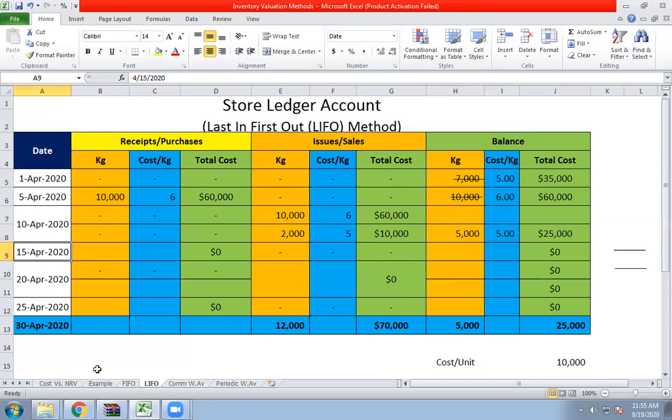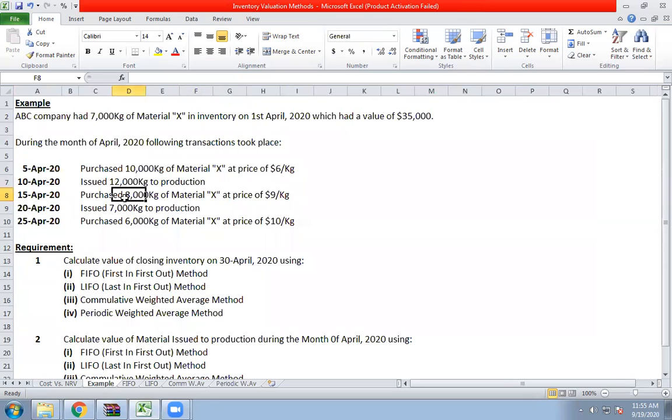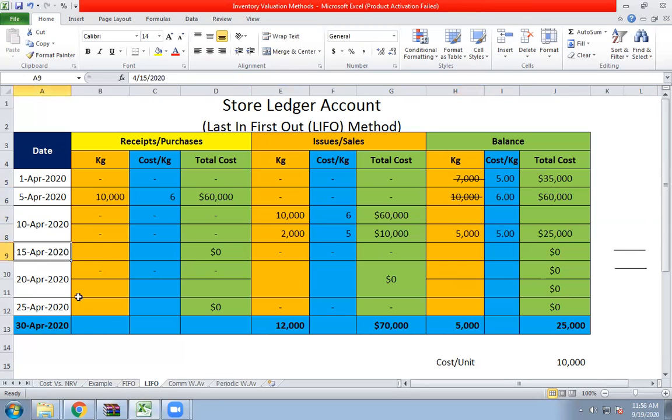Then on 15th April, I have made another purchase of 8,000 kg valued at 9. So I will record this in my purchases. Also, I will update my balance. Now I have two types of material available in my stock. One is 8,000 kg purchased at 9. This is my latest purchase. If I have to issue it now, I will issue this 8,000 first.